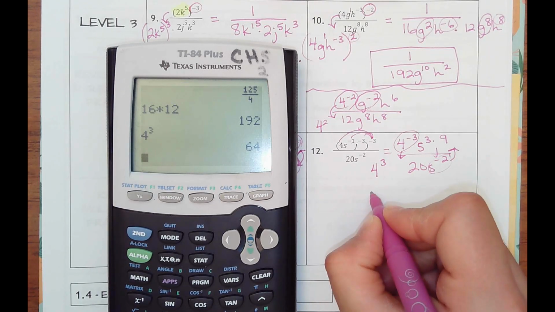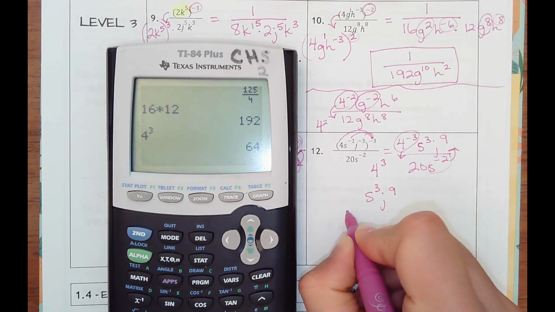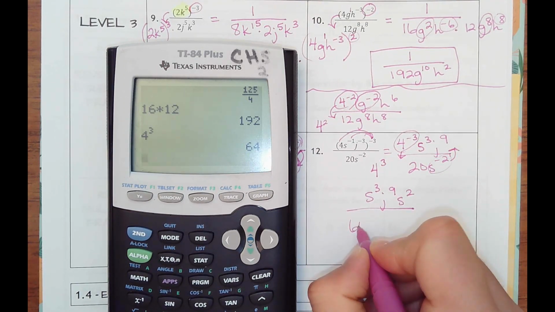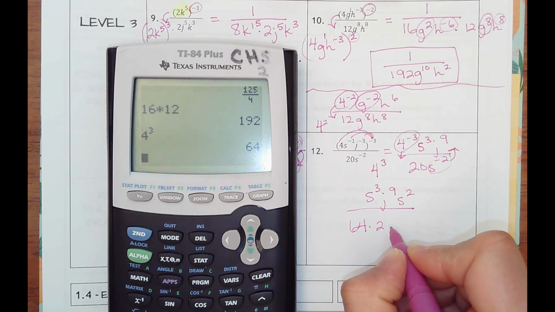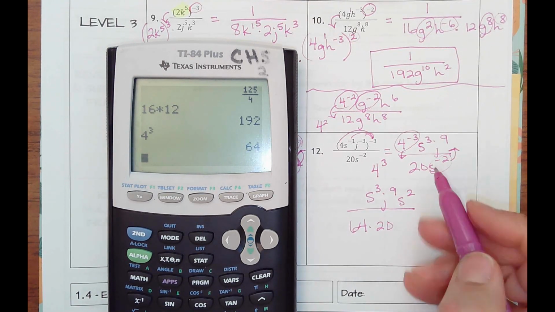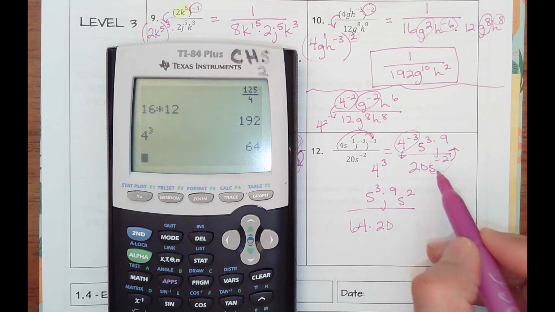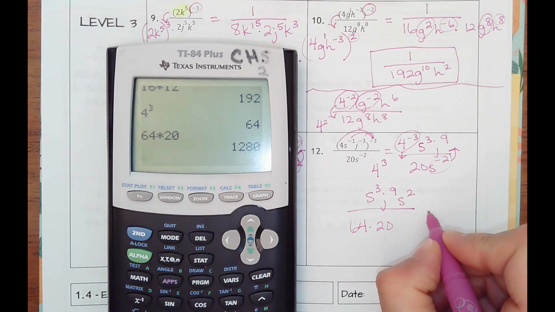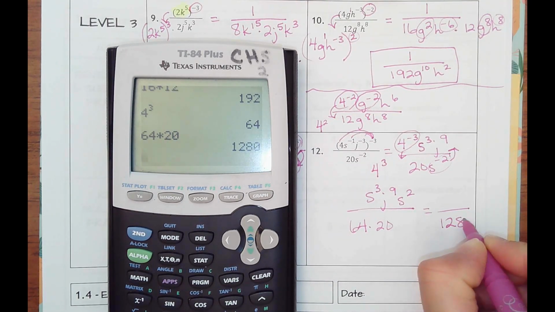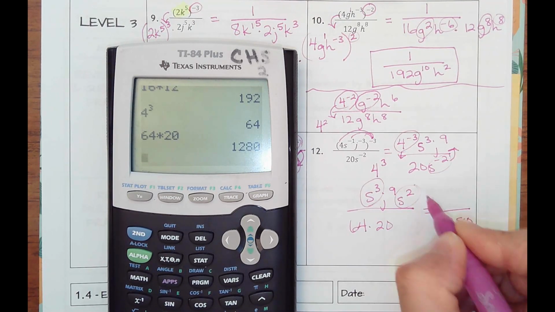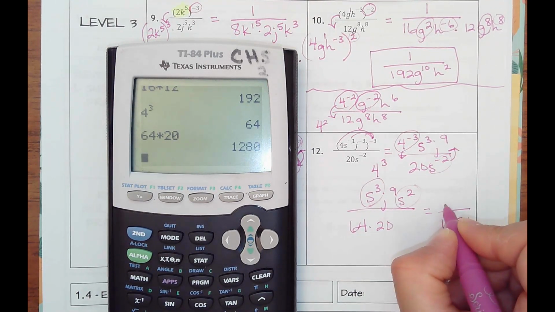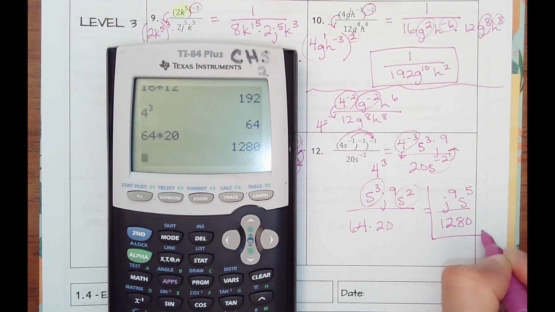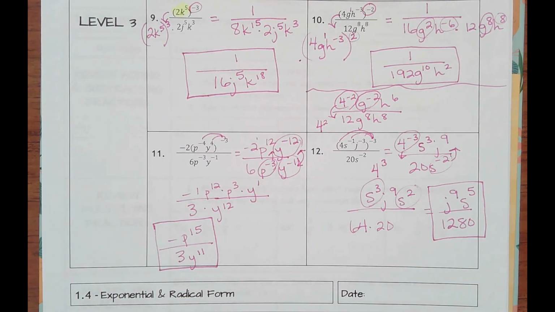So we've got s cubed, j to the 9th, and then that s squared goes up. And then we've got 64 times 20. Right, did I forget anything? I think so. Oops, 64 times 20 is 1280. And then combine 3 plus 2 would be s to the 5th. So that would be your answer. Your answers get kind of funky on these. And that's it.